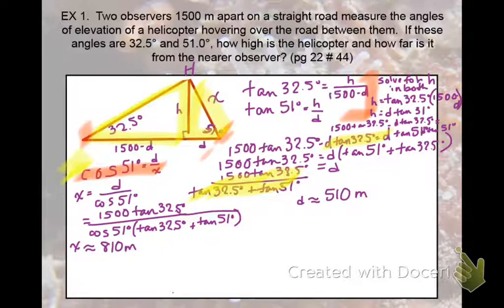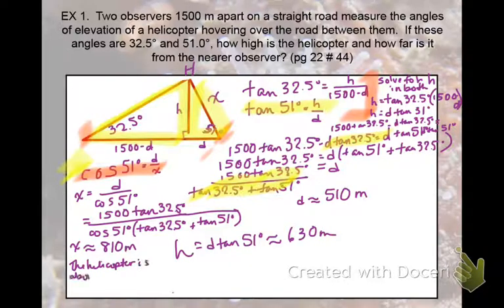Okay, so we have the answer to x, but we need to find h. And I think the easiest thing to do to find h is to go back up here. We have d, and so we will use that equation to find h. And we'll write our answer in a complete sentence. The helicopter is about 630 meters high, and it is about 810 meters from the nearest observer.